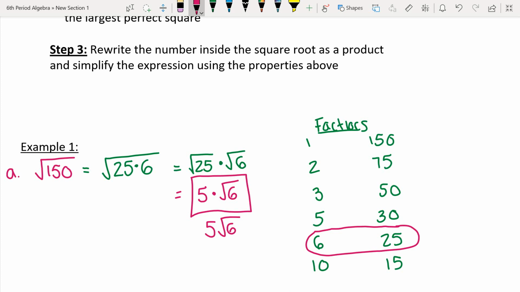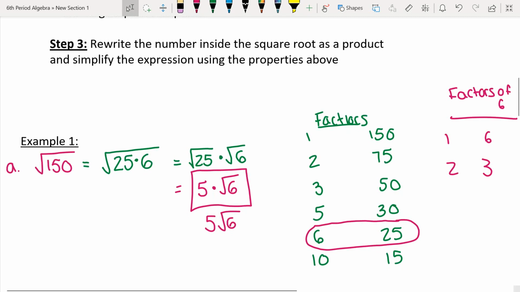The reason I know I'm done is because if I listed out the factors of 6, all I would have is 1 and 6 and 2 and 3. And none of those numbers are perfect squares, so I know I'm done. And this is as simplified as possible. Our answer will still have a square root.